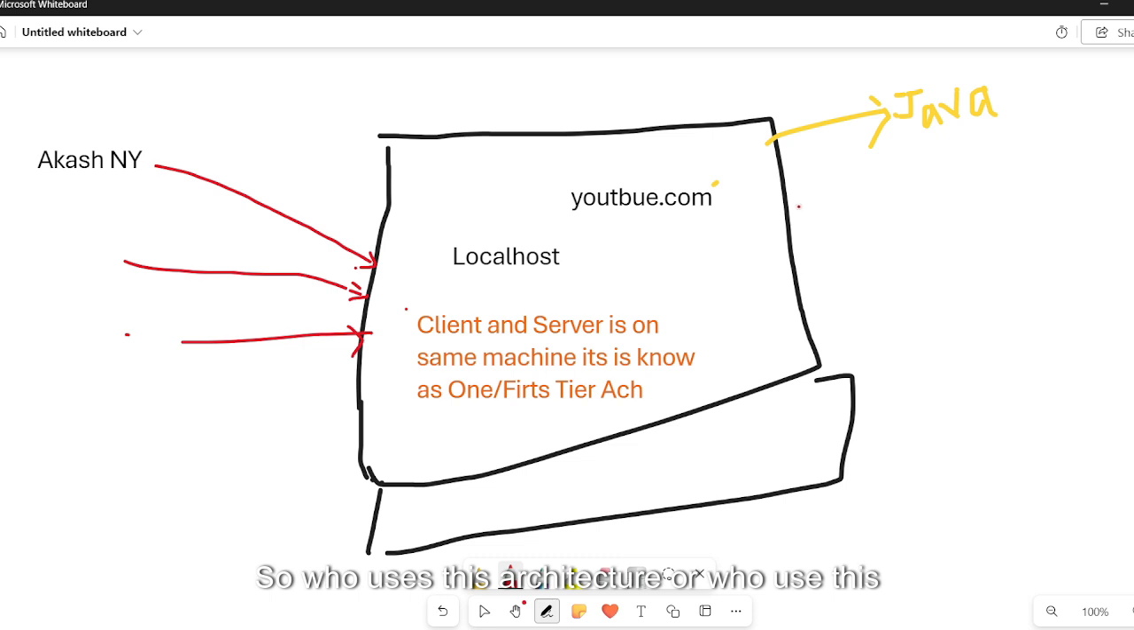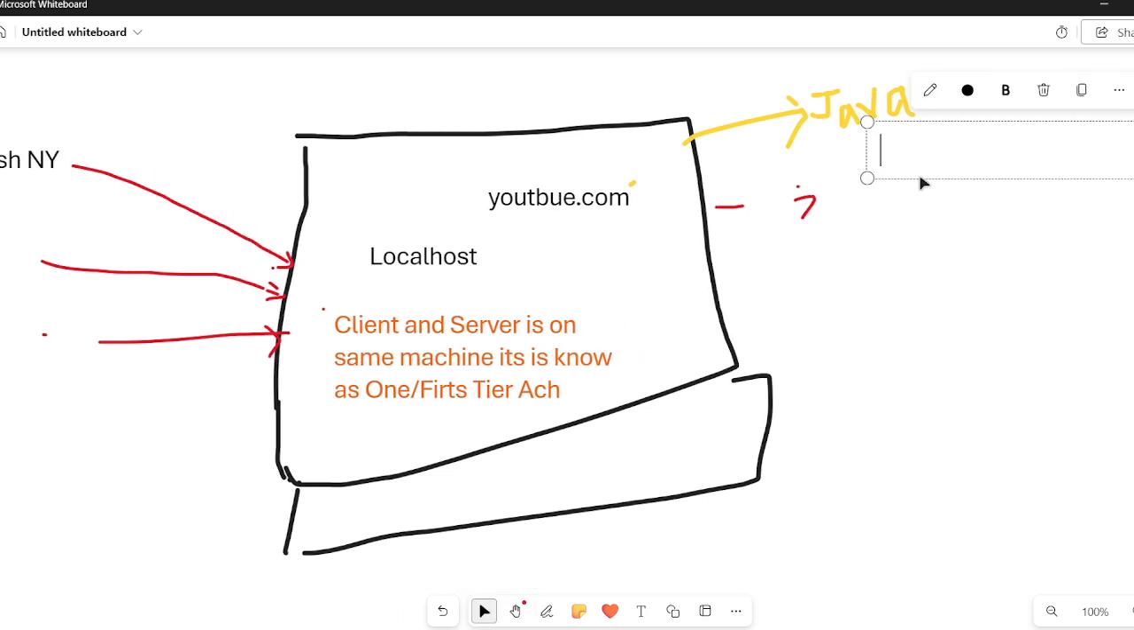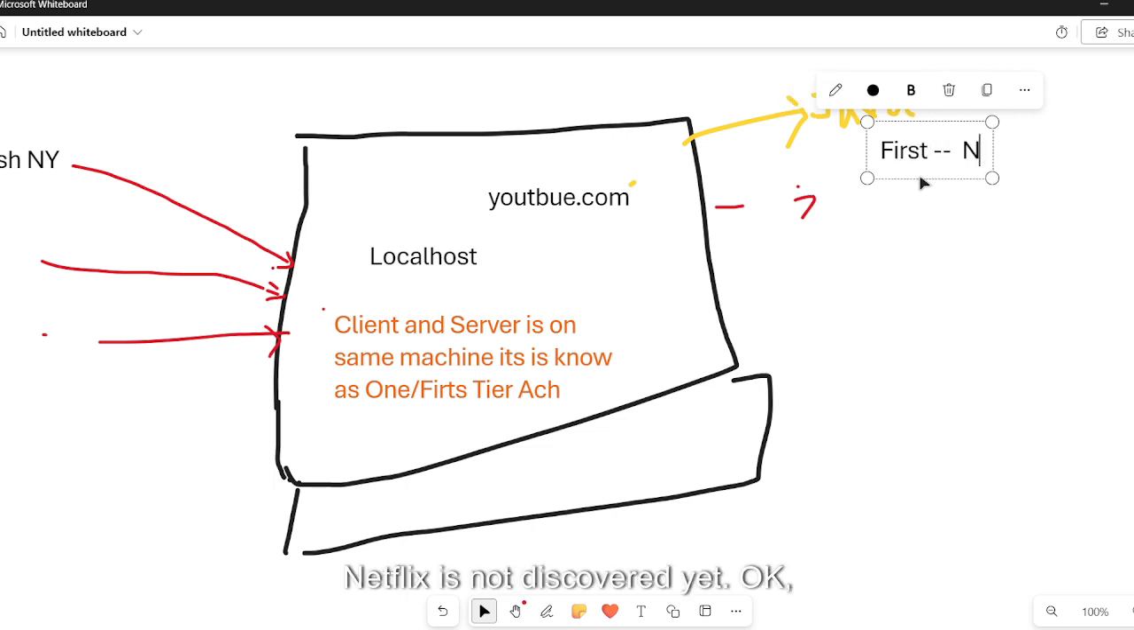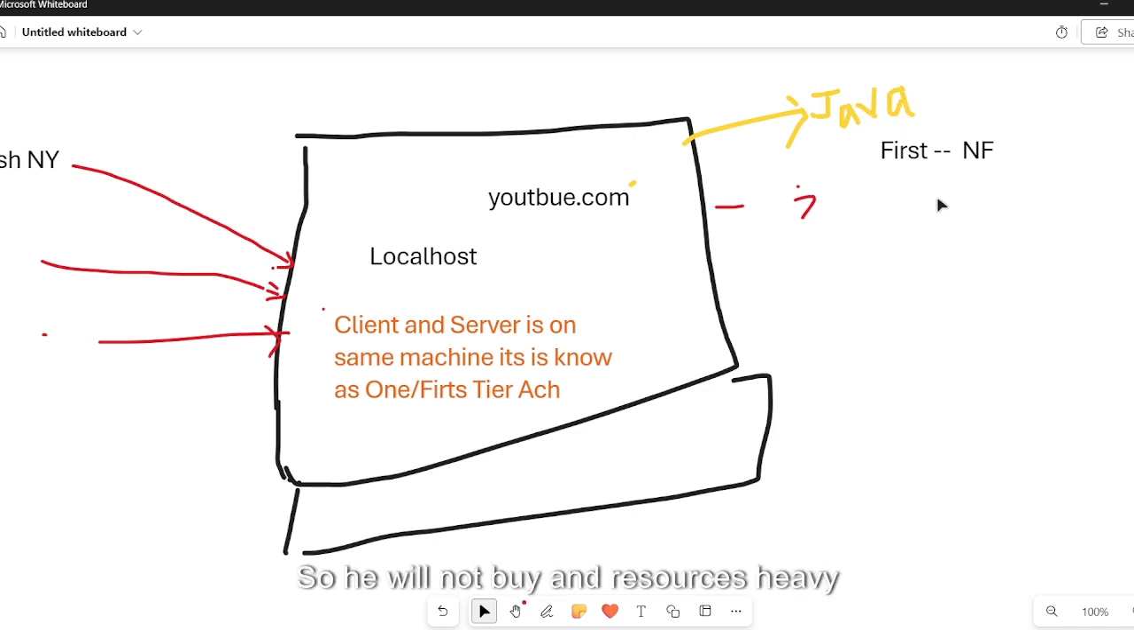Who uses this architecture in the first step? Let's assume Netflix is not yet discovered, and someone wrote the Netflix application. He will not buy heavy resources and host it over there. He will do it on his laptop first, see whether all the services are working or not, and then go ahead. Or college-going students who build some projects. These people will use this first tier architecture.